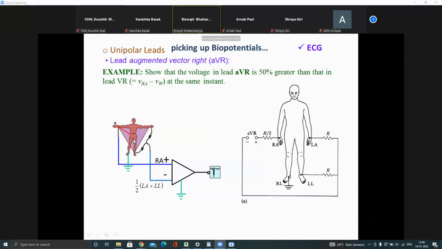How do you get it? I want to give you the proof. VR is VRA minus VW. Now, proof. First, we want to give a proof using circuit analysis. We'll see this particular thing.